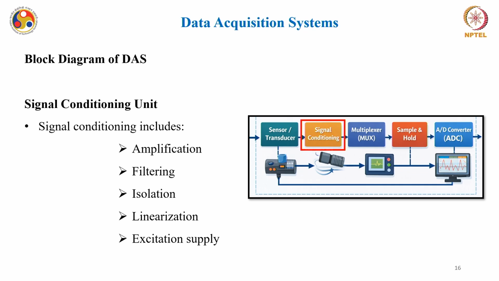Similarly, noise can be reduced or minimized by certain signal processing. Non-linearity is another factor that is available from the output, and this signal conditioning unit will take care of any non-linearity in the output of this transducer. So, if I summarize, a signal conditioning unit will perform various jobs like amplification, filtering, isolation, linearization, and it also helps in excitation supply.